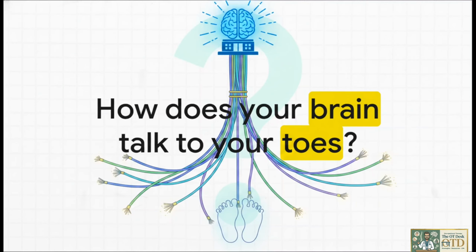Have you ever actually stopped to wonder how your brain talks to your toes? Think about it. Imagine your body is this bustling, high-tech city, right? In this city, your brain is the boss. It's sitting way up at headquarters, and it uses this massive, thick bundle of fiber optic cables to instantly zip messages down to your arms, your legs, your organs. But what happens when those cables get damaged? Well, that is exactly what a spinal cord injury is.